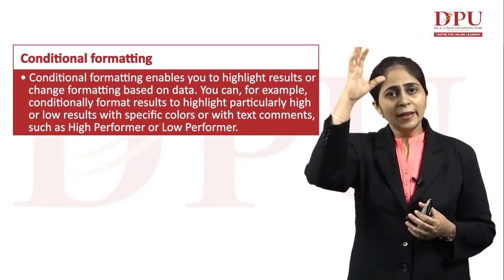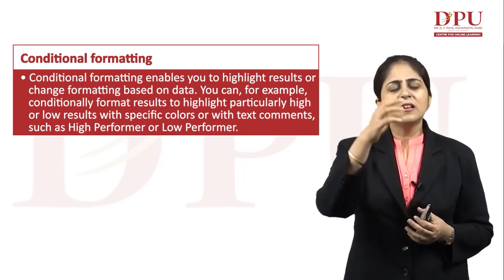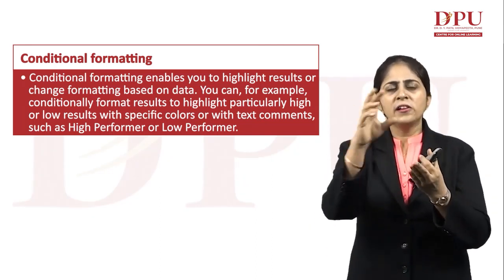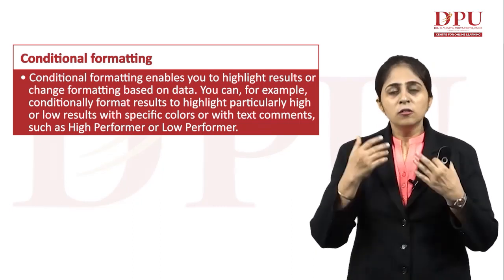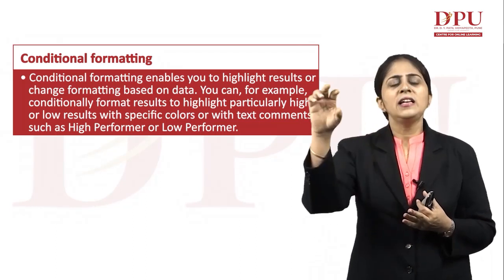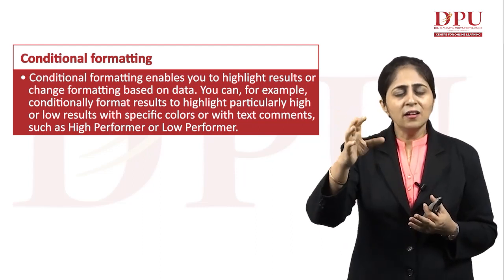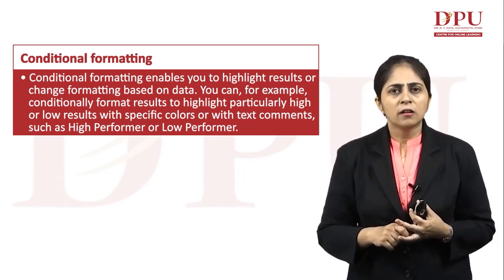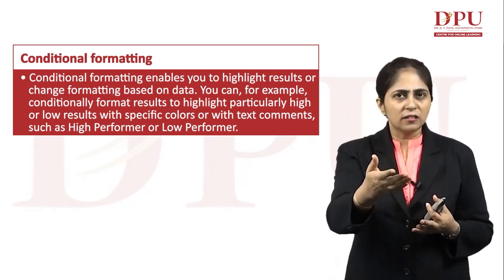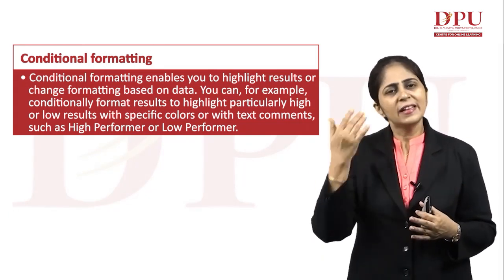So what happens? If we have certain data and we want to analyze whether it is producing a high result or a low result, once you see it written as text, high, low, it will be difficult for you to analyze. But what if the high ones come in a different color like green, and the low ones come in red? Wherever you see the green color, you will easily understand that these are the things producing the high result. So that is what we can do. And even text can be done.